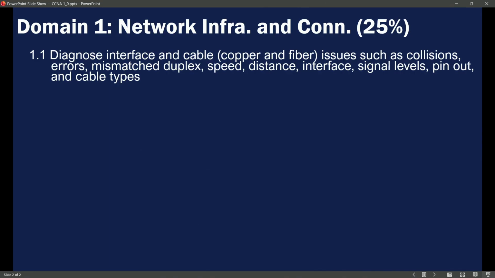And sure enough, our first objective is to diagnose interface and cable issues. We're going to look at both copper and fiber issues like collisions, errors, mismatch, duplex, speed, distance, interface, signal levels, pinouts, cable types. Yeah, a lot to discuss here in a bunch of different videos. And notice right away, this exam content has a troubleshooting kind of slant to it. Yeah, we're going to see this again and again. It's going to be a recurring theme.